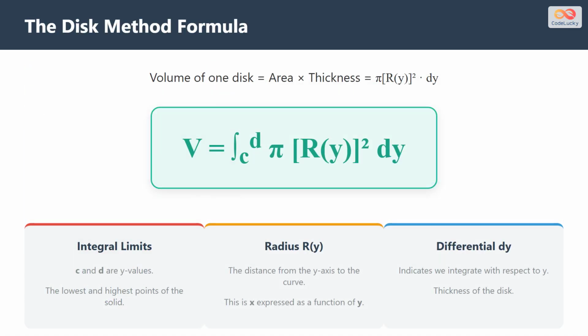The volume of a single disk is the area of the circle times its thickness. That is pi times the radius squared times dy. To get the total volume, we integrate this expression from the bottom bound, c, to the top bound, d.